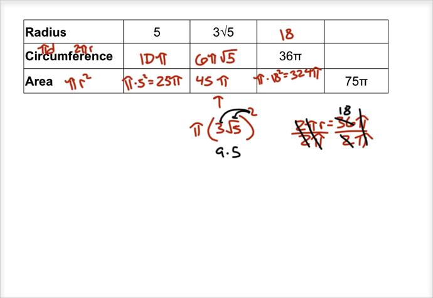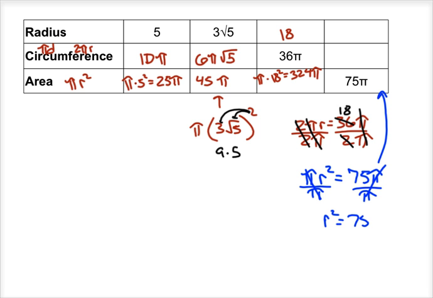Last one. Looking for my radius and circumference, and they're giving me the area. So I'm going to think of the area formula as pi r squared. So pi r squared, and I know the answer is 75 pi. I'll get r by itself. Divide each side by pi. R squared equals 75. Square root each side.